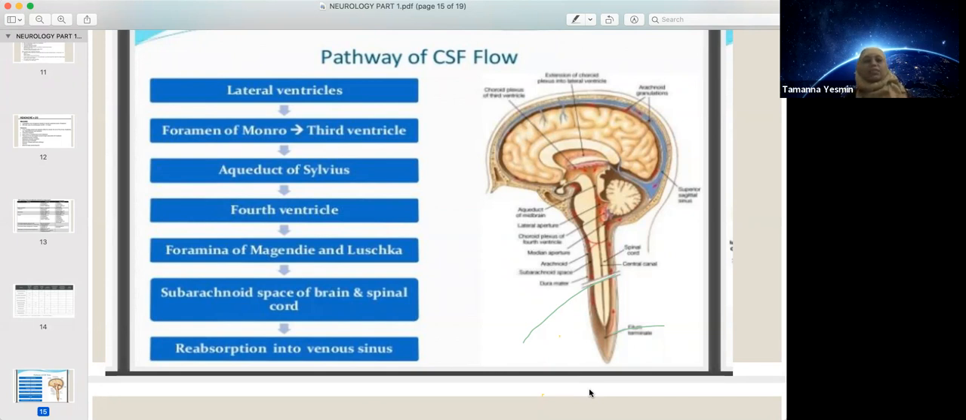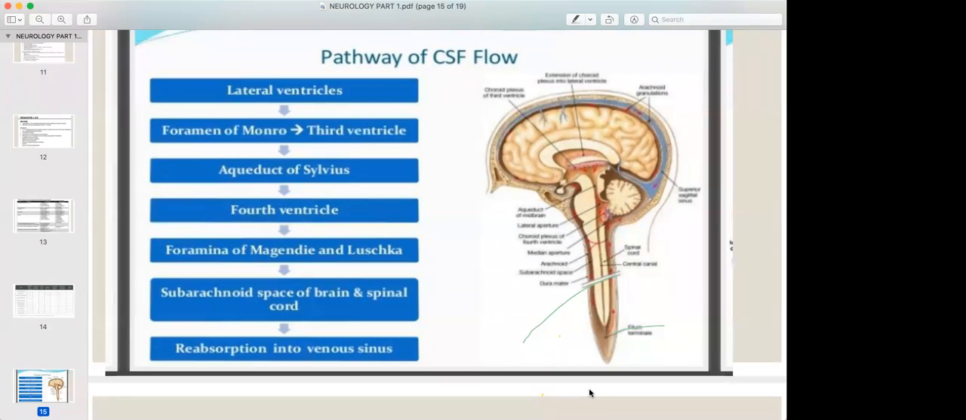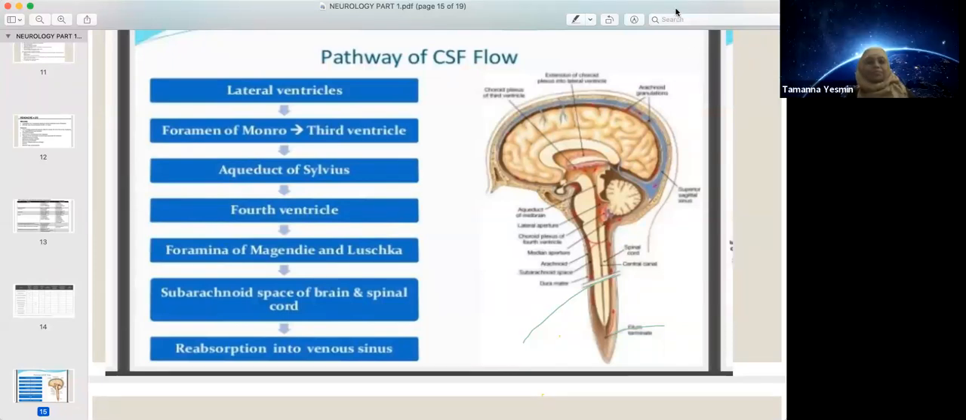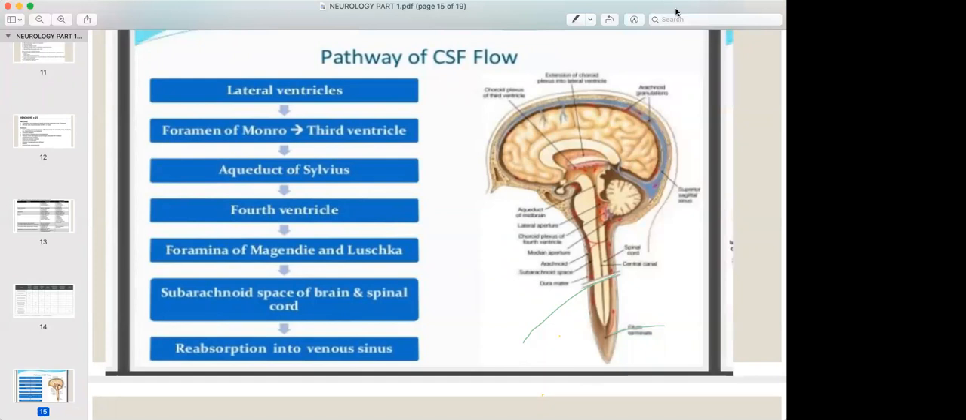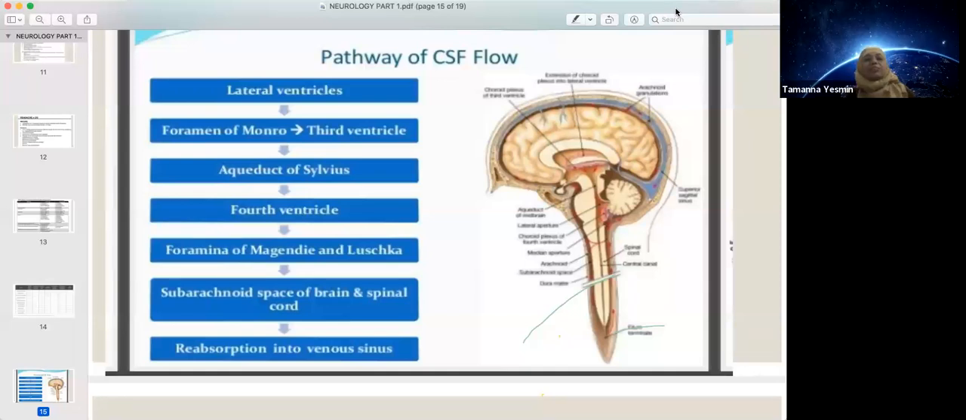And who can tell me, for congenital obstructive hydrocephalus, what is the most common cause? Most common? Aqueduct of Sylvius narrowing. Yes, cerebral aqueduct narrowing. This is the most common cause of congenital hydrocephalus.